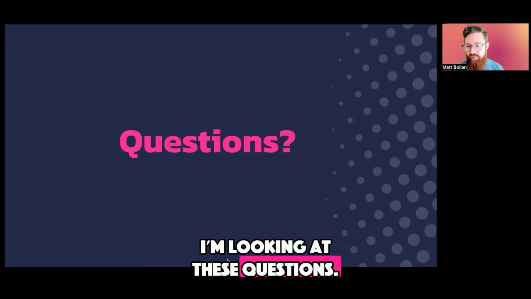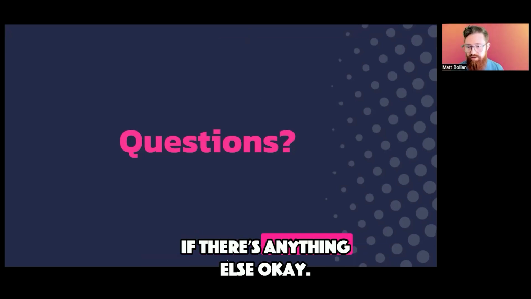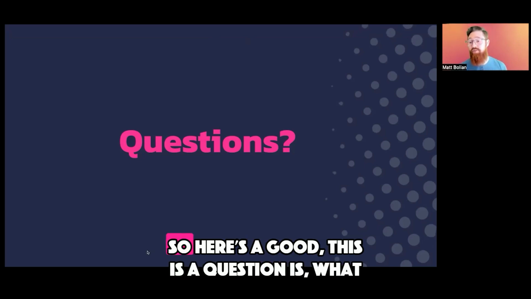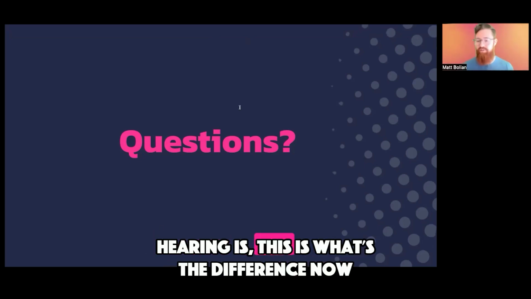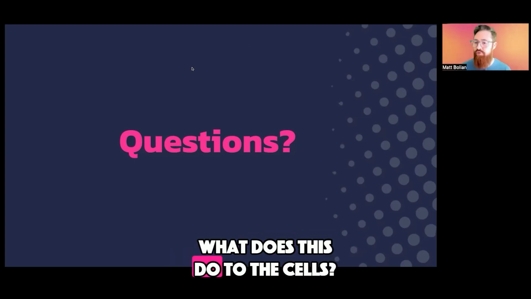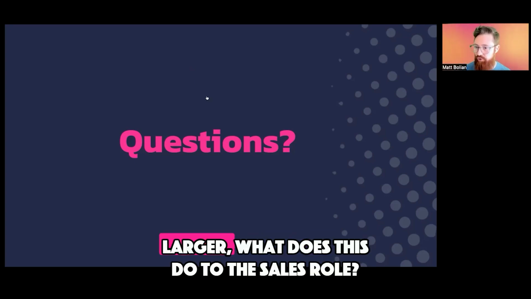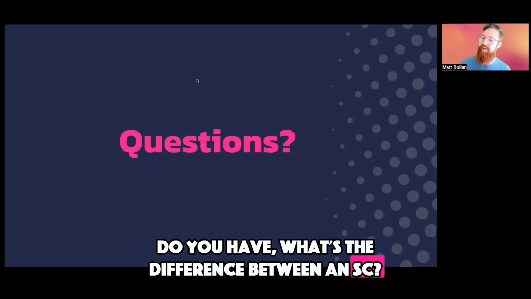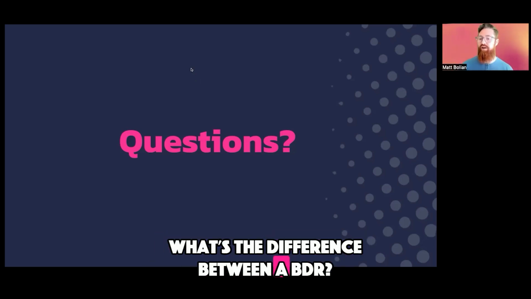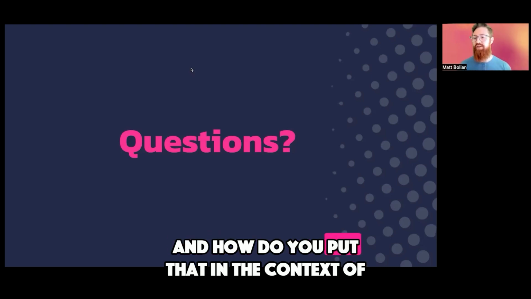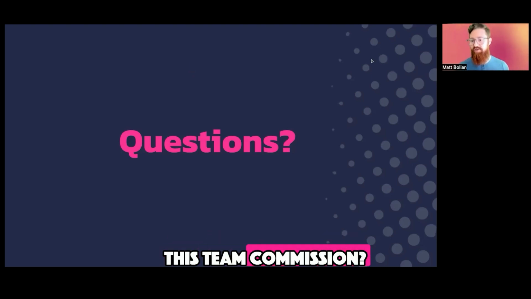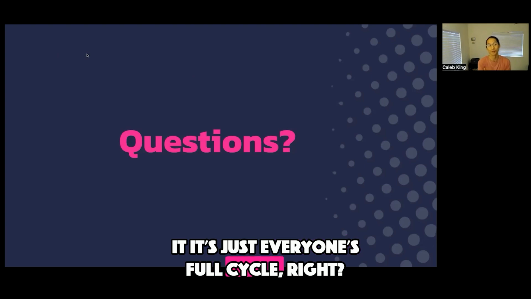That's my thought today. Okay, we have 3 minutes left. I'm looking at these questions. If there's anything else. Okay, here's a question: what's the difference now between a full cycle? If this becomes larger, what does this do to the sales role? What's the difference between an SC, an AE, a BDR? And how do you put that in the context of this team commission? It's just everyone's full cycle, right?